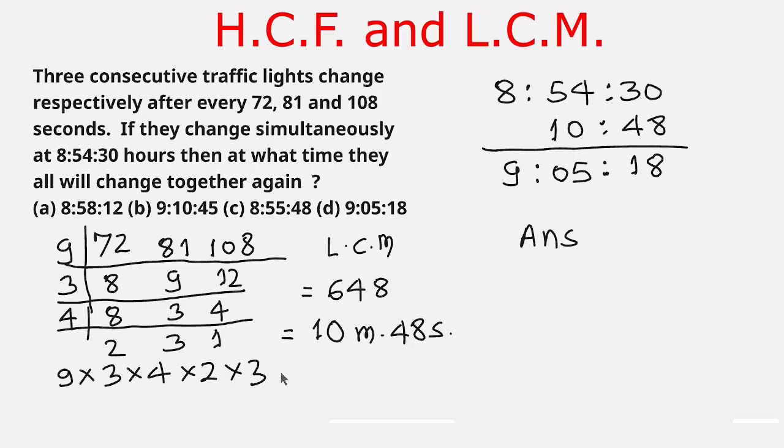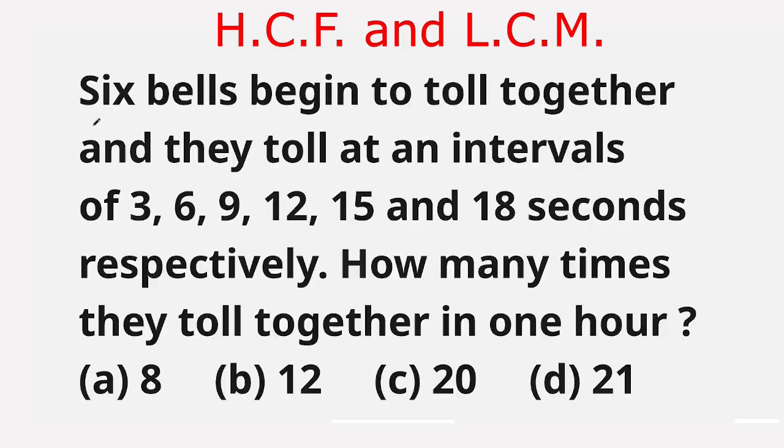And from the given options, our answer is option D, 9 hours, 5 minutes and 18 seconds. It means that all the traffic lights will change simultaneously together at 9 hours, 5 minutes and 18 seconds. I hope you have understood the method of solving such type of questions. We go to the next question.